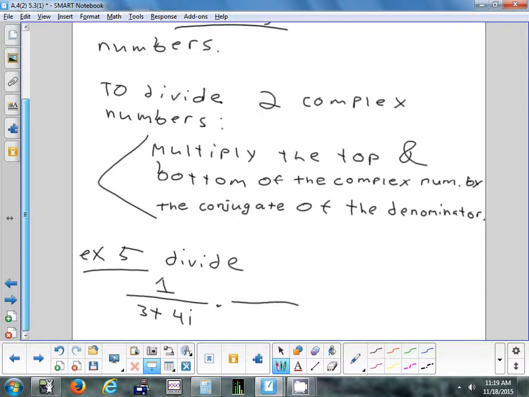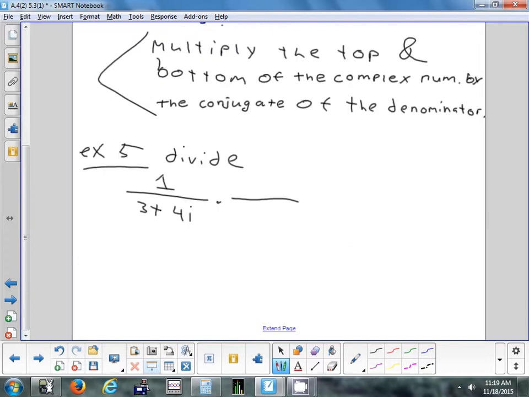Okay, so it says divide. So I'm going to multiply the top and the bottom by the conjugate of what's in the bottom. Okay, what's the conjugate of what I have in the bottom there? 3 minus 4i. 3 minus 4i. Okay, if it helps to put it in parentheses so you don't forget it's a distributive, go ahead and do that. Now the top is also a distributive, but it's the easy distributive. It's just 1 times 3, 1 times negative 4i.